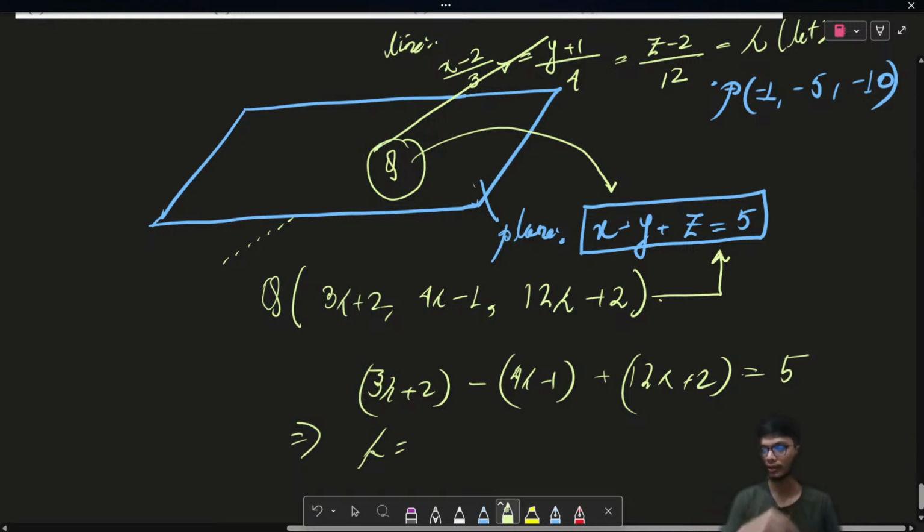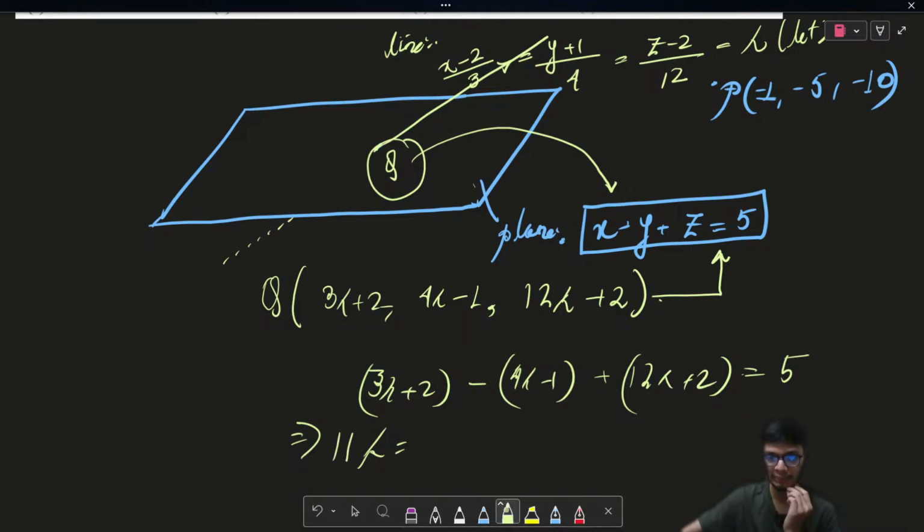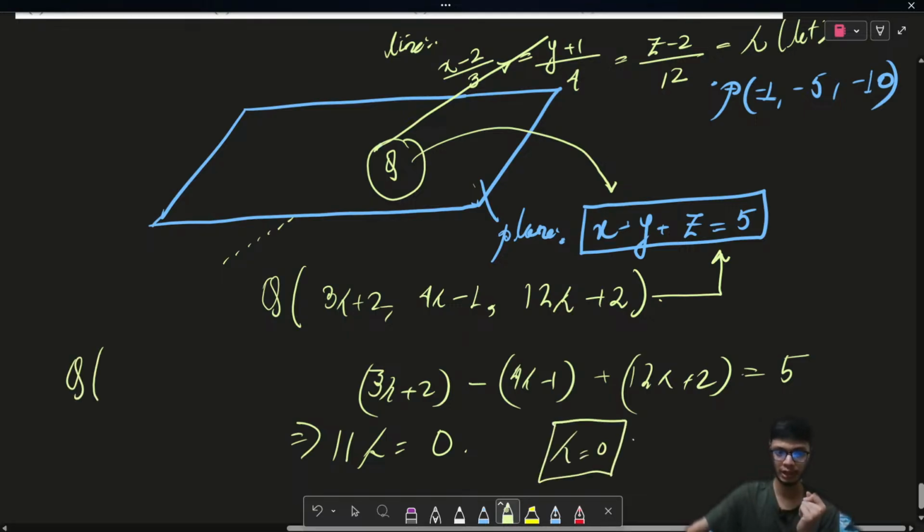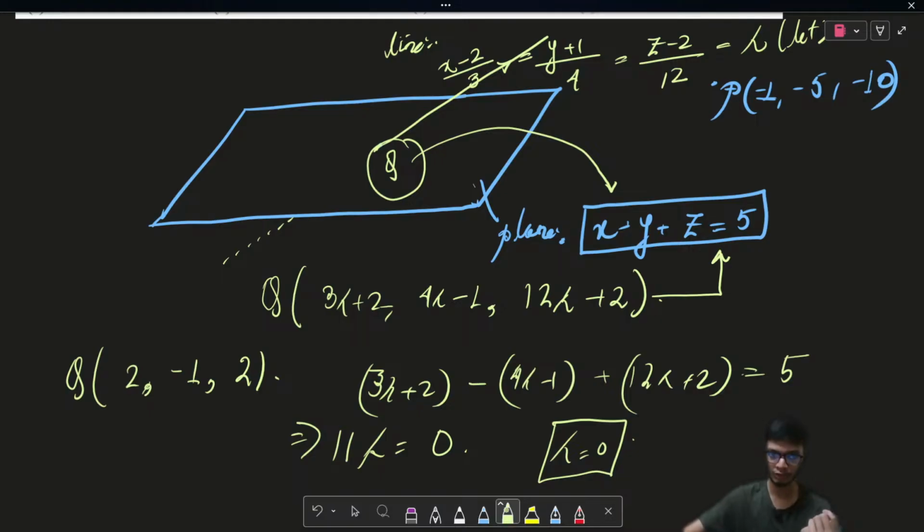So if you solve for this, you'll get the value of lambda. So 11 times lambda, 11 lambda will be equal to 0, right? So the value of lambda should come out as 0, which means that the point Q is given as (2, -1, 2). So very simple problem. You have known the point Q and you know the point P.